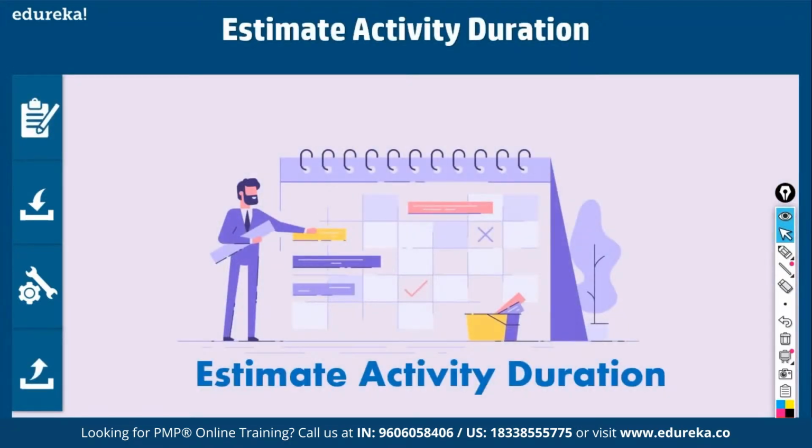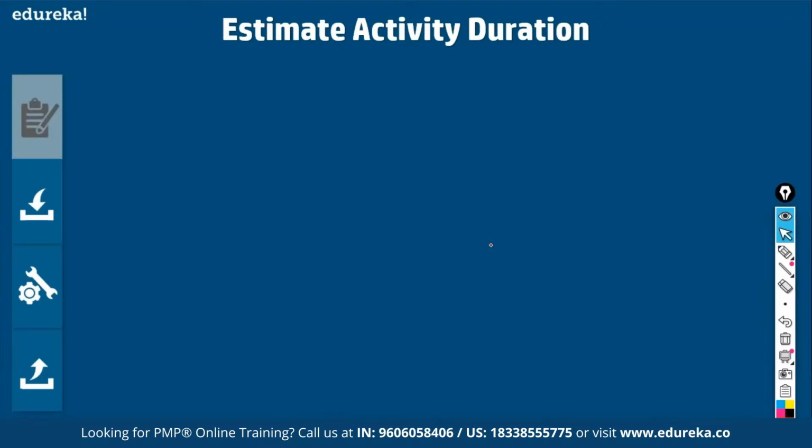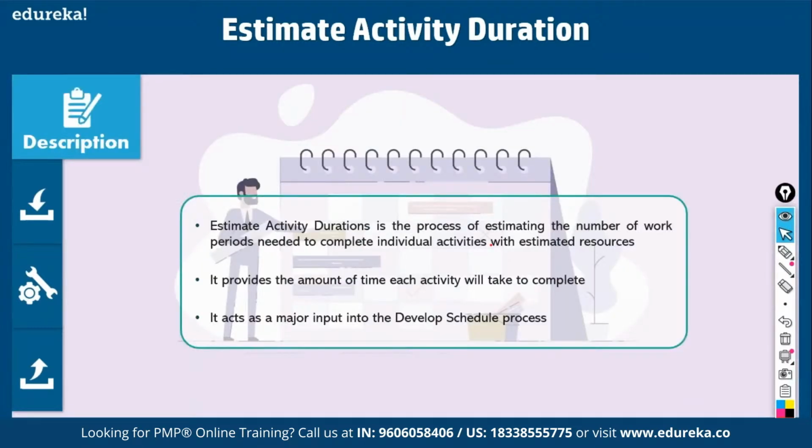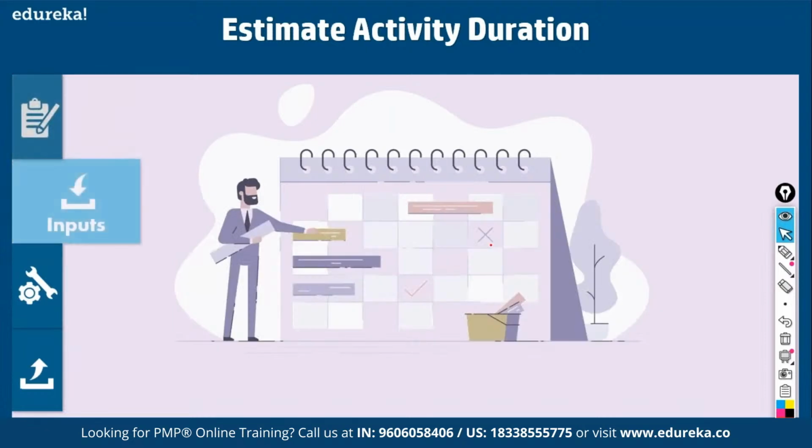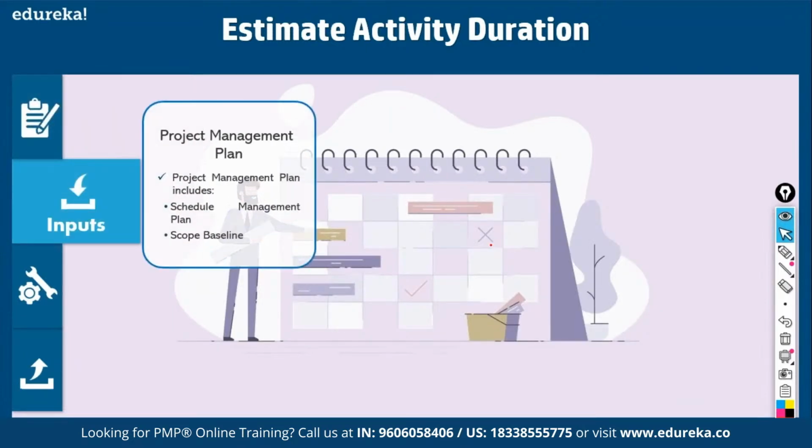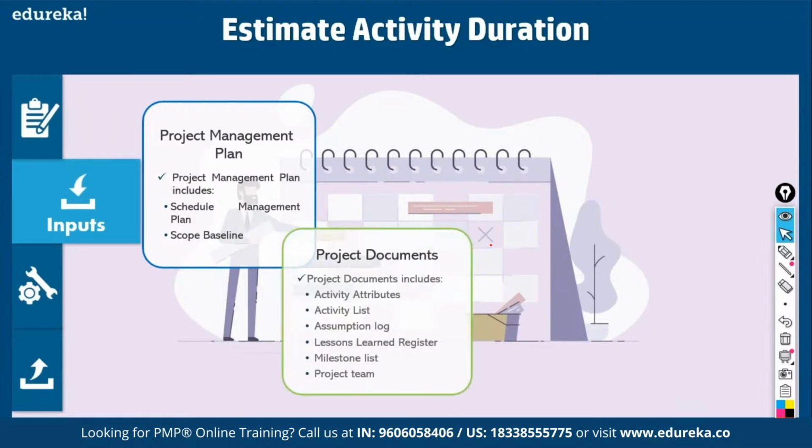Okay. Now we came up with network diagrams. You should get a confirmation about who will be working on these activities. And based on their productivity, you have to come up with durations. Okay. So that is called estimate activity duration. Fine. So this is a process of estimating the number of work periods needed to complete individual activities. So what are the inputs? Project management plan. Okay. Then project documents.